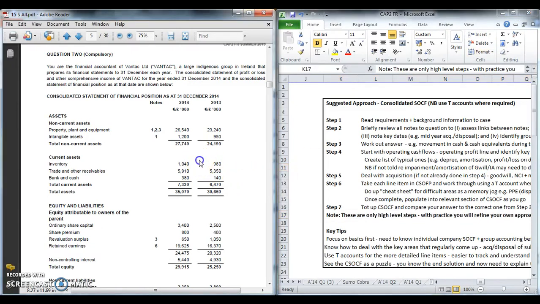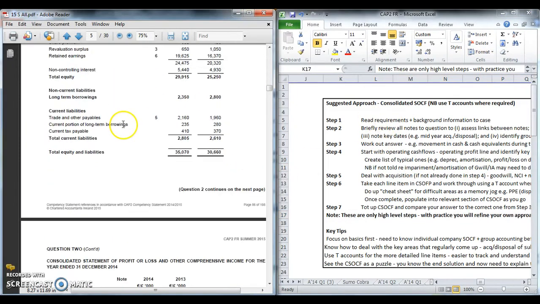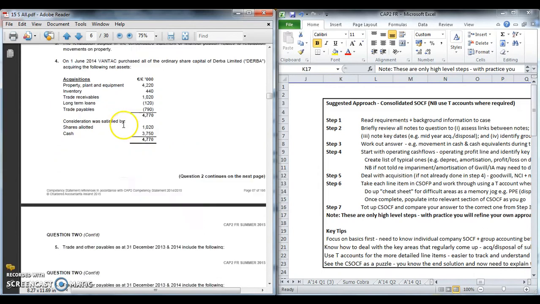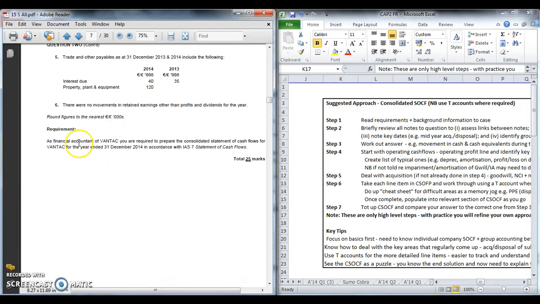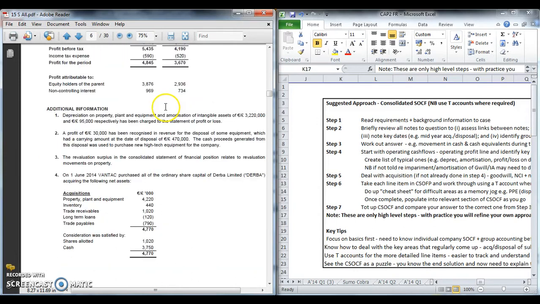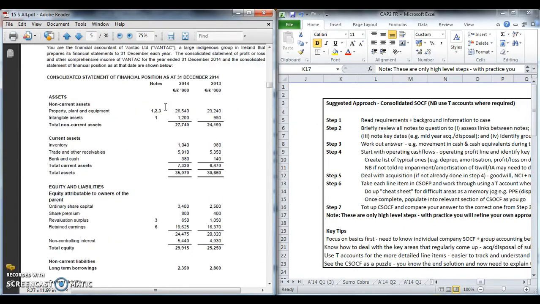So if we put that back a second, we look at the question. So first one, let's look at the requirements. So in terms of here, we're asked to prepare the consolidated cash flows for Vantech in accordance with IAS 7. So nothing more, 25 marks. Based on a 3.5-hour exam, you're probably talking in and around ballpark 50 minutes. Right? So it is a tough task, but again, manageable if you have a good approach to the question.